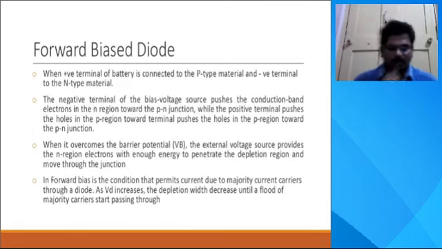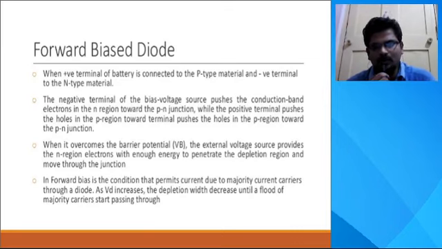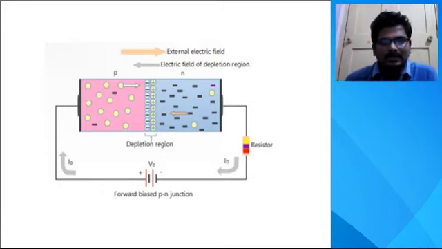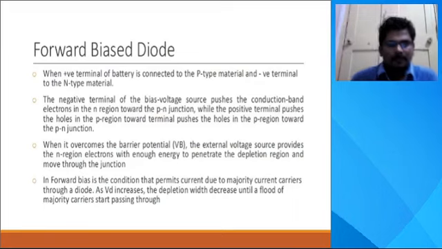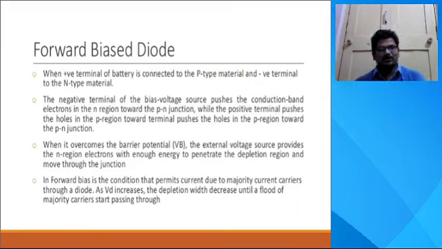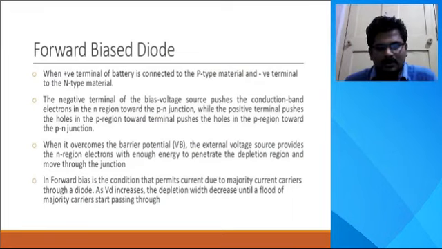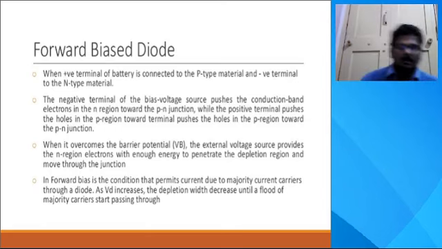A forward biased diode is when the positive terminal of the battery is connected to the P-type material and the negative terminal is connected to the N-type material. You can see in this diagram the positive terminal is connected to positive and the negative terminal is connected to negative. We will call it forward bias. The negative terminal of the bias voltage source pushes the conduction band electrons in the N region towards the PN junction, while the positive terminal pushes the holes in the P region towards the PN junction.